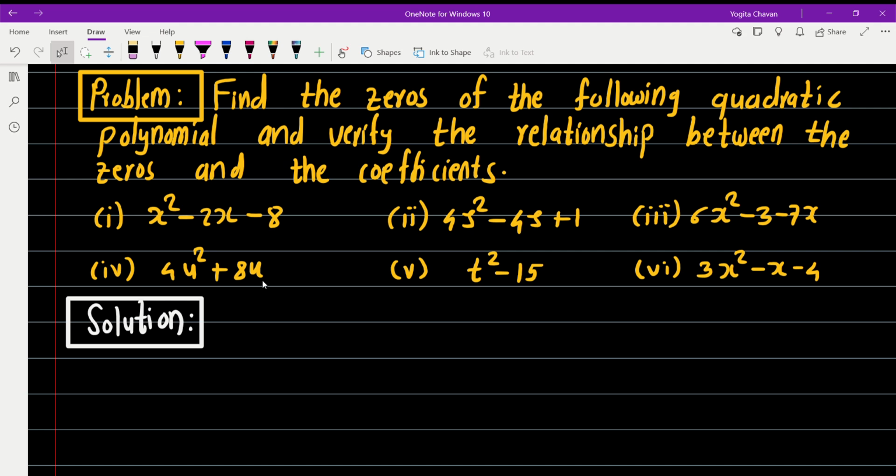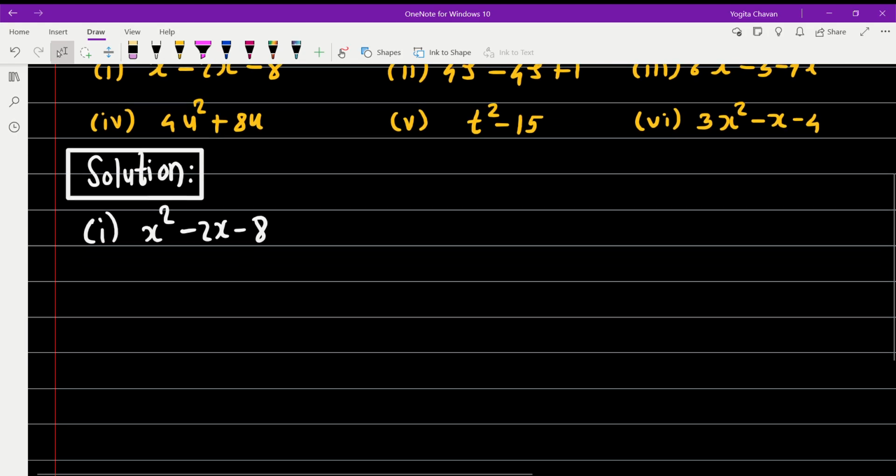Hello friend, today we find zeros of this given polynomial and their relationship with their coefficient. So we have 6 polynomials and we work with them one by one. So number 1, our first polynomial is x square minus 2x minus 8. Now first we find the root of this polynomial.